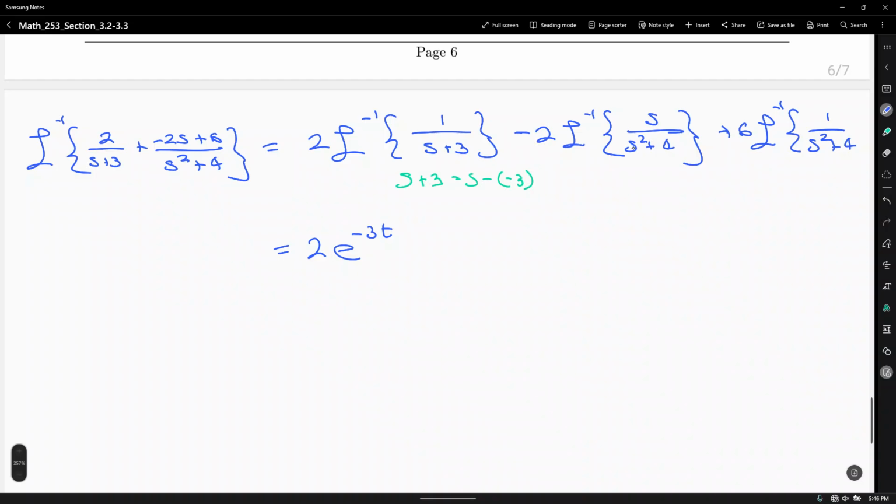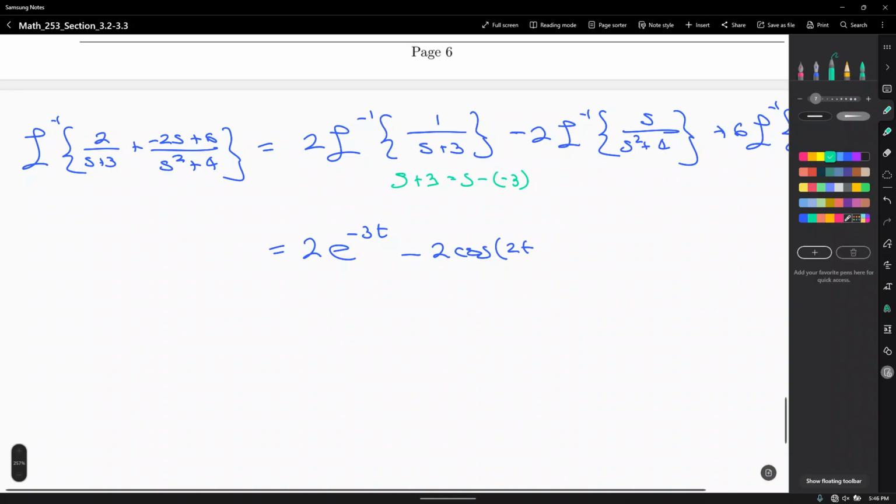What about here? s over s squared plus 4. When you have the s over the quadratic, you don't need to fix any coefficients. That goes straight to negative 2 cosine of 2t. Why 2t? Because in this case, k squared equals 4, which means k equals 2.